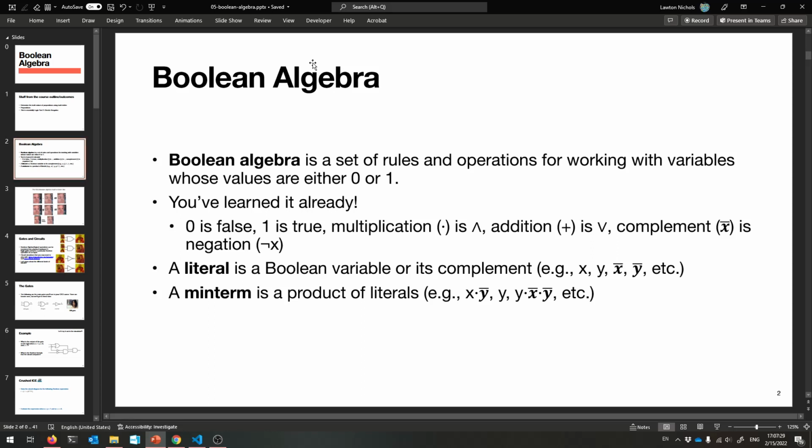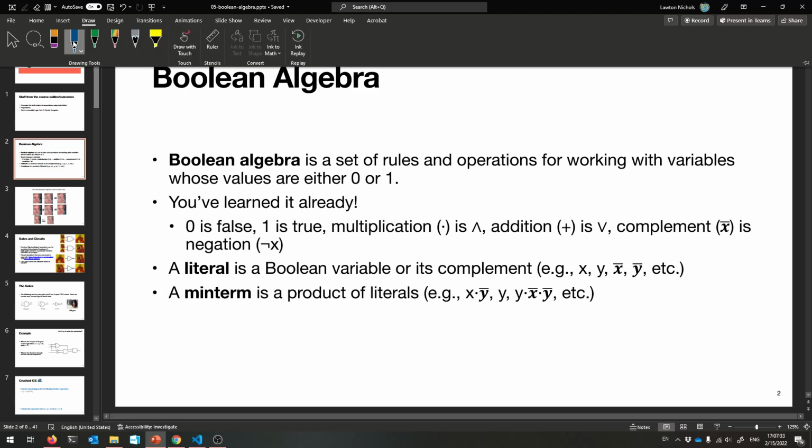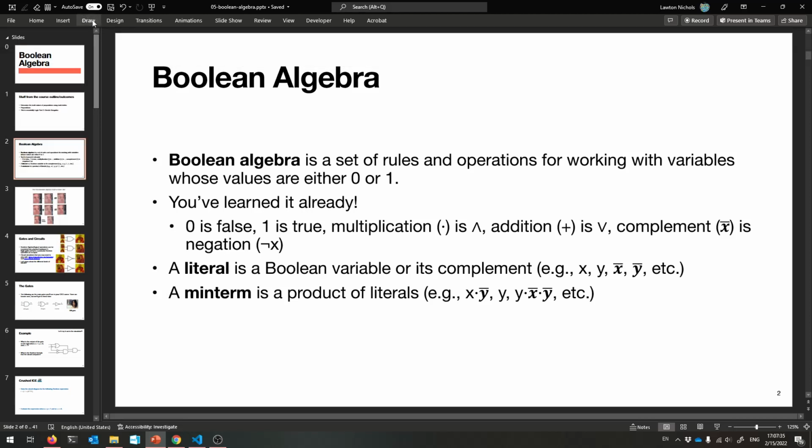What in the world is this thing called Boolean Algebra? Well, if you go to the definition, it's a set of rules and operations for working with variables whose values are 0 or 1. So that's where the logic comes into play. So 0 is false, and 1 is true. This was like logic before logic was invented. We had Boolean algebra, okay? So everything just looks a bit different.